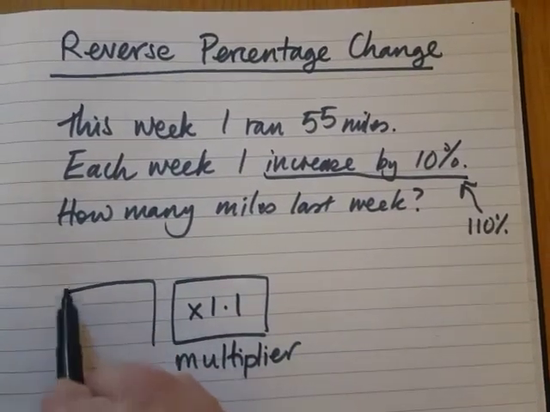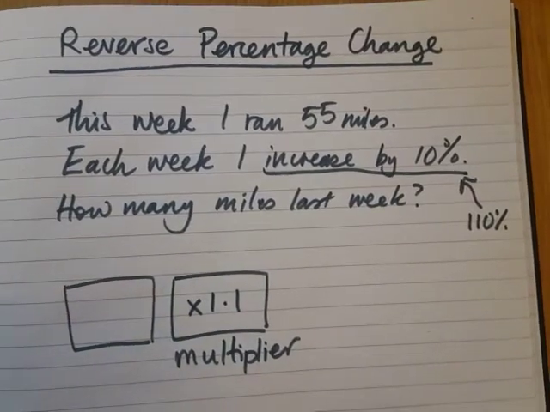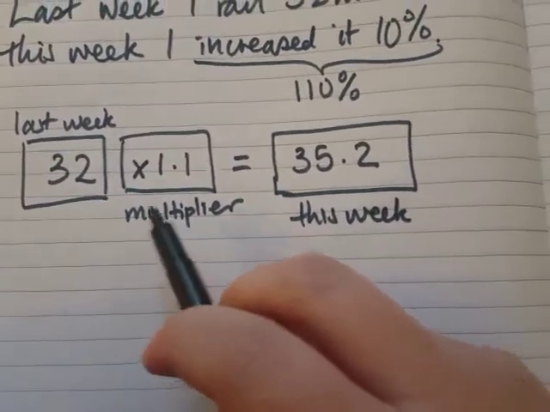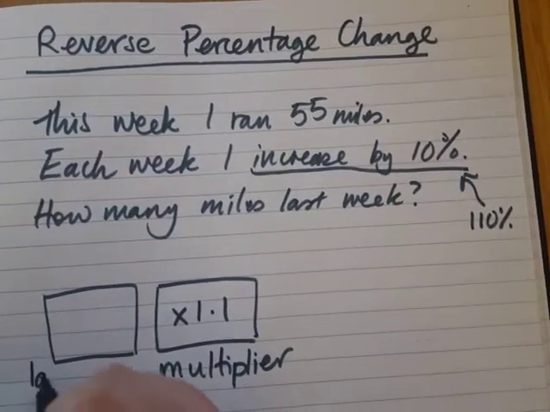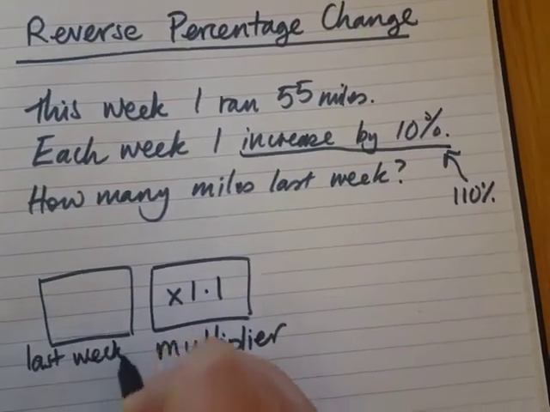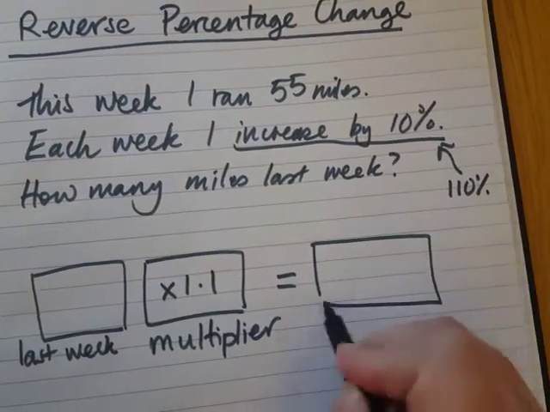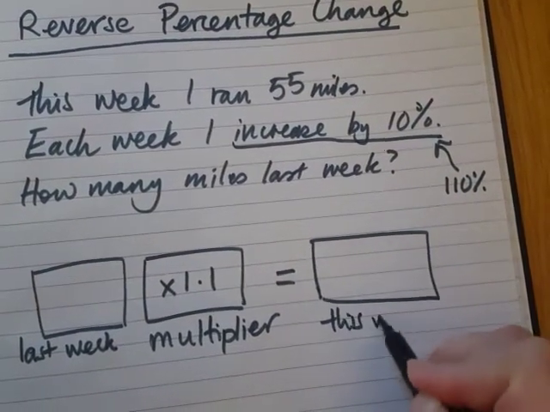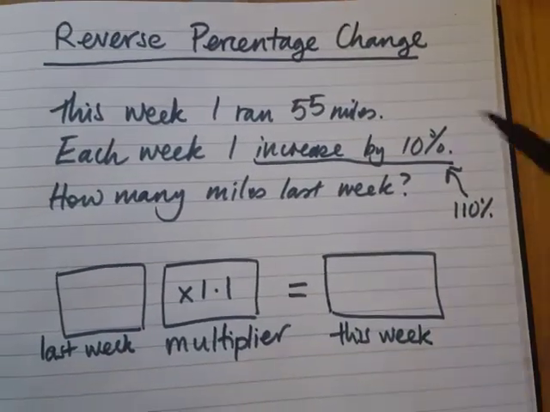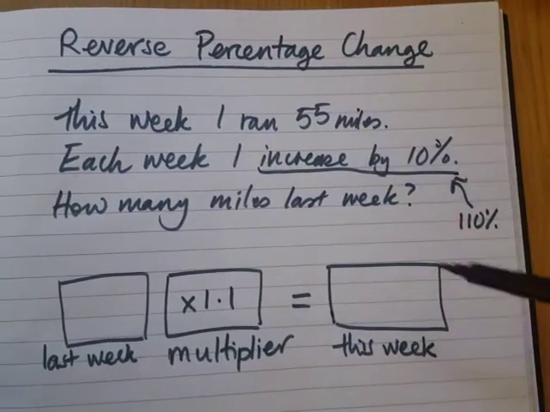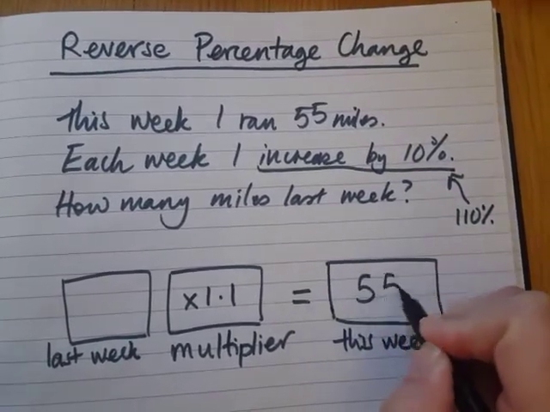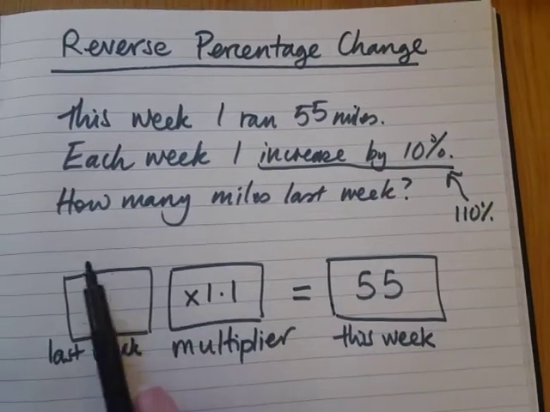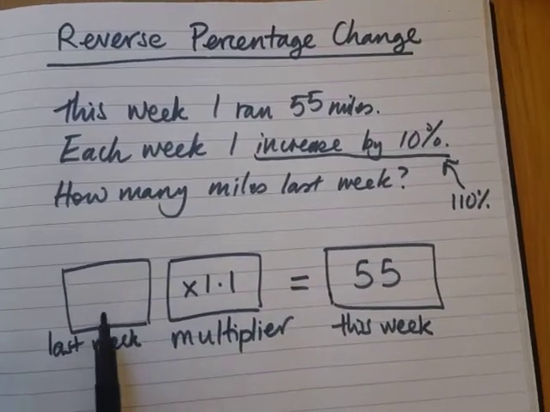And we had to multiply this by last week's number. So remember, it's the same as before. Last week times the multiplier equals this week. So last week goes in this box, and that equals your answer for this week. Now here, the 55 is what I ran this week, so the 55 goes here. And what you want to find out is how many miles last week. That's what you want to find out.